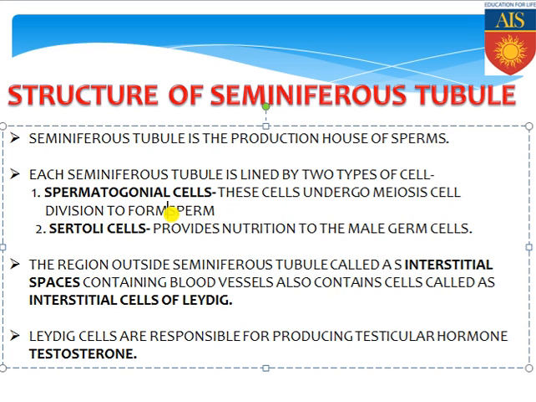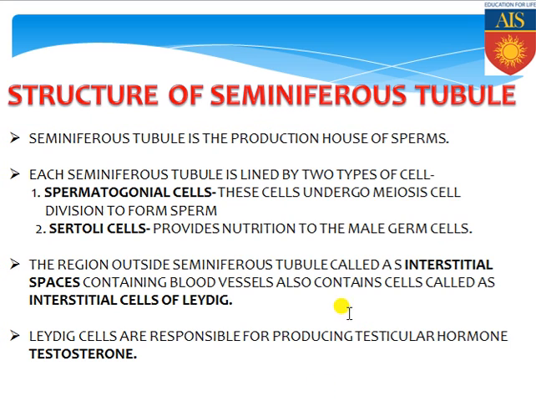Next there is a point, that is the region outside the seminiferous tubule, that is called the interstitial space. What is interstitial space? If you see the seminiferous tubules within the testicular lobule, except the cavity of the seminiferous tubule, there is a surrounding portion, and those portions are commonly known as interstitial spaces. And keep it in your mind, within the interstitial spaces some cells are also present. Those cells are commonly known as interstitial cells of Leydig, and these cells are exclusively responsible for producing the testicular hormone or the male sex hormone, that is the testosterone.